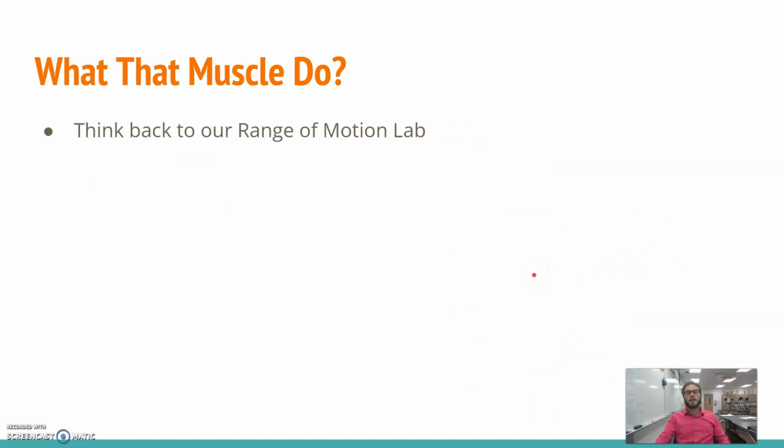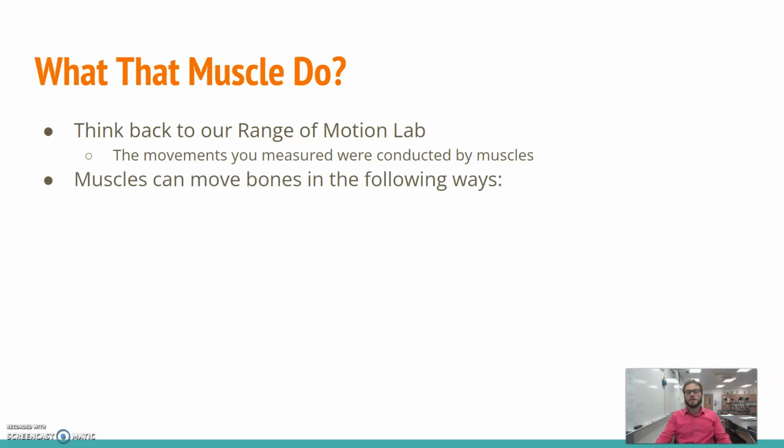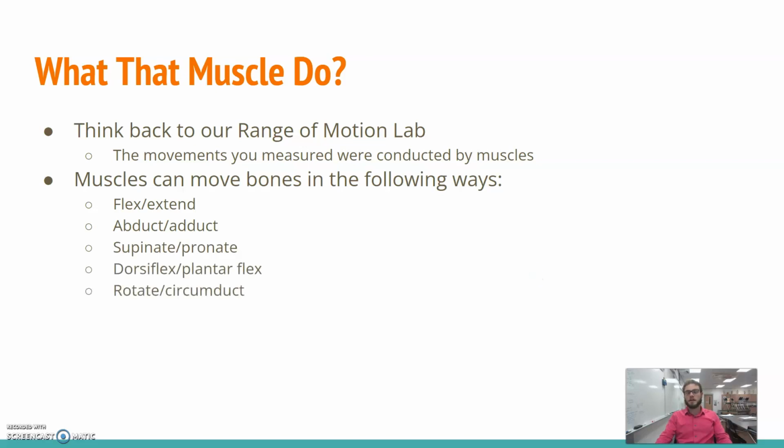So when we're thinking about what a muscle does, it's good to think back to our range of motion lab when we were looking at joint movements. Muscles can move bones in a few different ways. If you'll remember, they can flex or extend, abduct or adduct, supinate or pronate, dorsiflex or plantar flex, rotate or circumduct, as just some of those 5 pairs of movements.